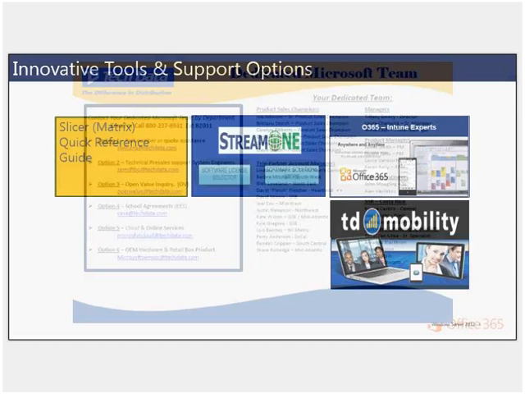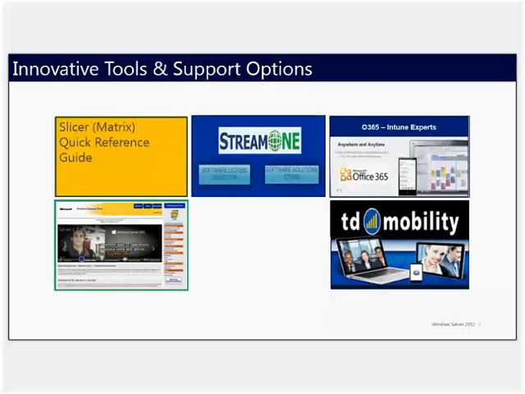We also have some tools that we put together. Some customers know about them, some don't. We have a couple of nice tools called the Slicer Matrix and the Quick Reference Guide to help you find part numbers. Part numbers are part of life. Some of you may deal with them, some may not, but these will allow you to get the part numbers you need really quickly. We also have a lot of other things to take data between Stream 1, TD Mobility.